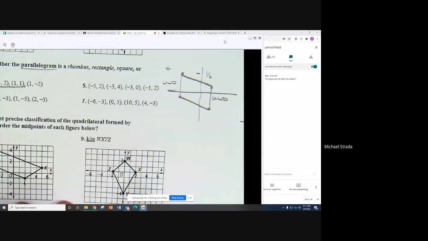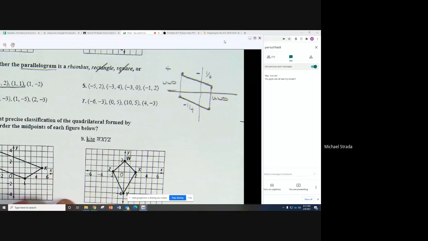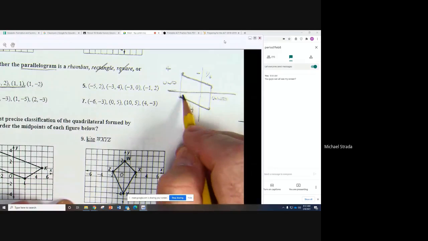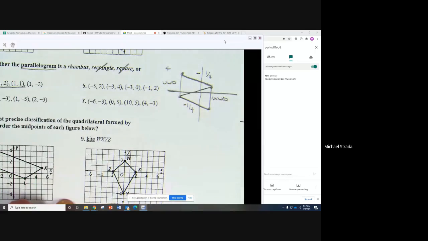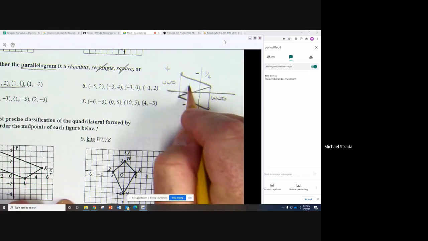At that point, ladies and gentlemen, I can eliminate rectangle and square because they're not negative reciprocals. But it is a parallelogram, so that one's also -1/4. Up to you whether you feel the need to do that or not. Now, to determine if it's a rhombus, I need to do a diagonal. That diagonal is going from -3, -1 all the way to 1, 1. So it's going up 2 and over 4, so that has a slope of 1/2.